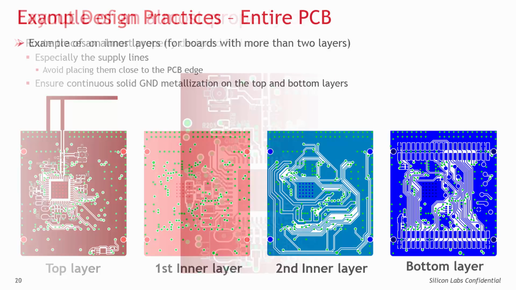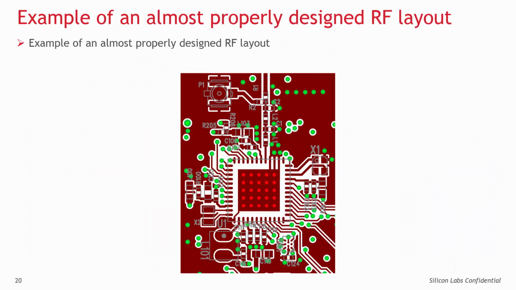In the last section, I am going to show a layout where the previous recommendations seem to be more or less implemented, but still there are minor mistakes in the design. Those can cause detuning of the fundamental frequency, lower power level, higher current consumption and higher harmonic power level as well. The problems with this design will be shown step by step.